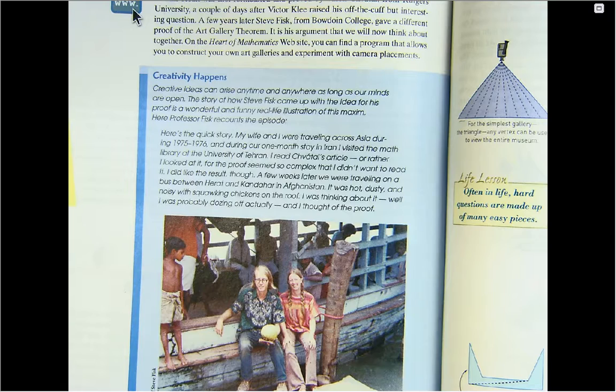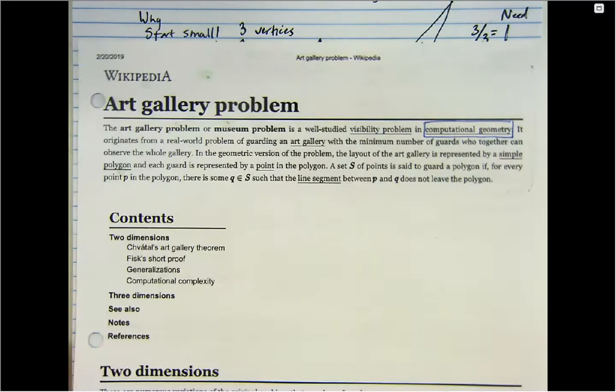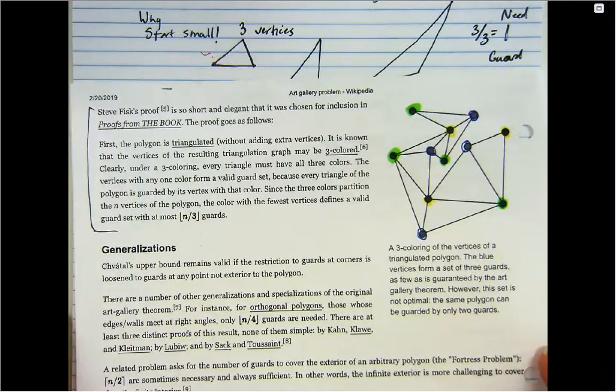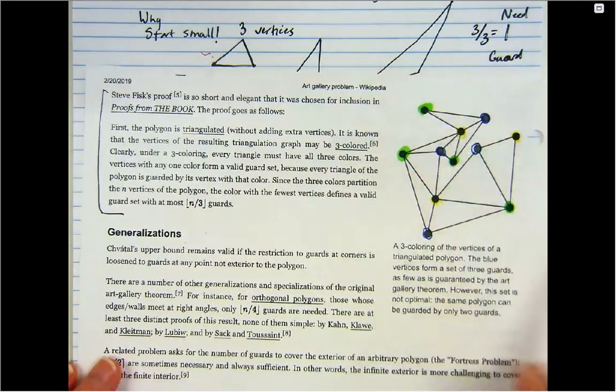It's so beautiful and elegant that it's included in a book on beautiful, elegant proofs. This copy is from Wikipedia that I have. So this is the art gallery problem posted on Wikipedia. And here's Steve Fisk's proof. We have here a polygonal closed curve to work with, okay? So we can follow it along in the proof.